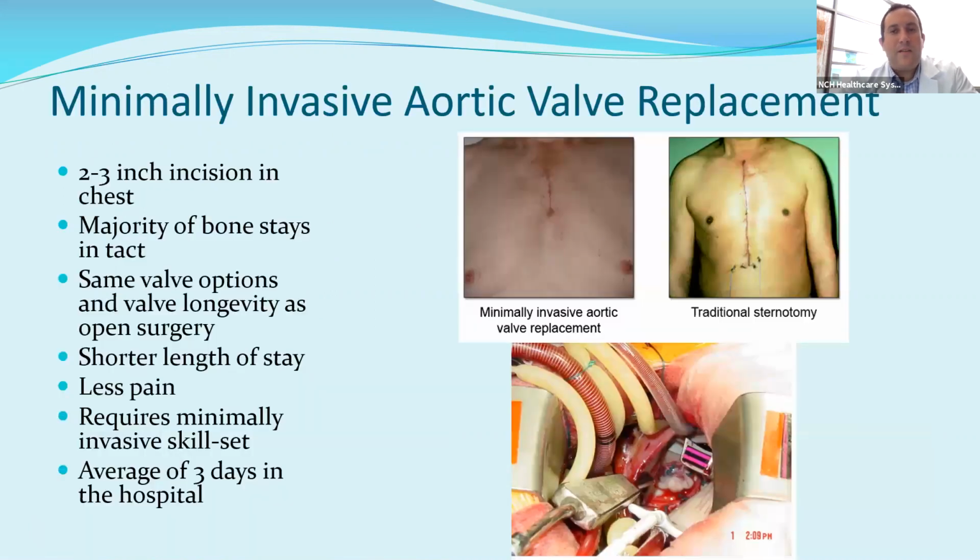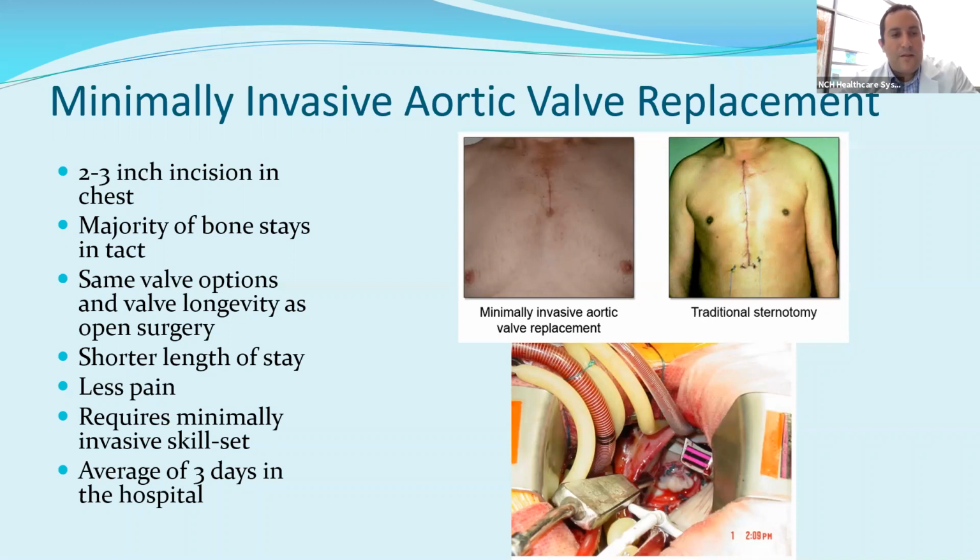The next option I'd like to talk about is minimally invasive aortic valve replacement. This is a very similar operation to the traditional sternotomy. The only difference is it's done through a 2.5, 3-inch incision in the chest rather than a 10 to 12-inch incision. We don't break the entire bone in the chest. We break only the top piece of it, and we basically expose only the amount that we need to in order to get the valve in.